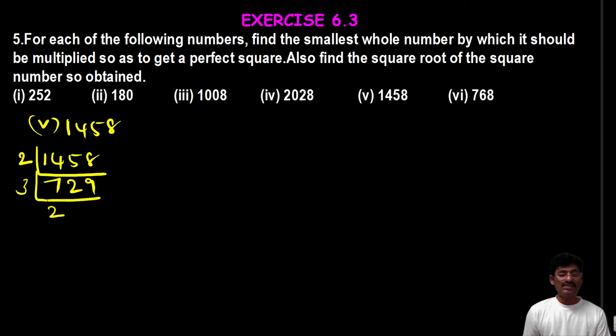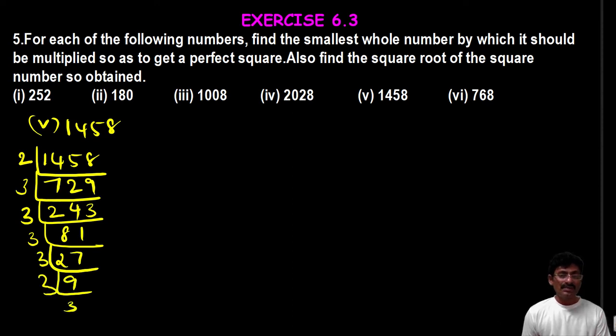3 times 2 is 6, 1 will be there. 12. 3 times 4 and then 3 times 3. Then again 3 times 8 and 3 times 1. Then 3 times 2 is 6, so 2 will be there. 21, 3 times 7. Then we have 3 times 9 is 27. Then 3 times 3.